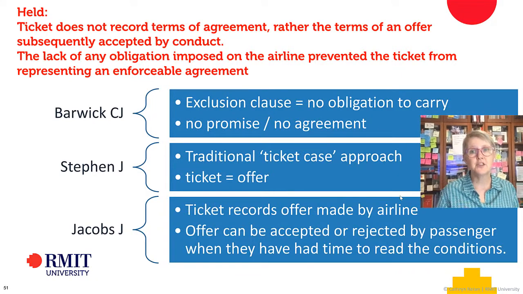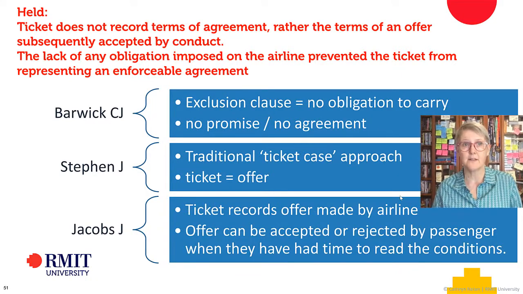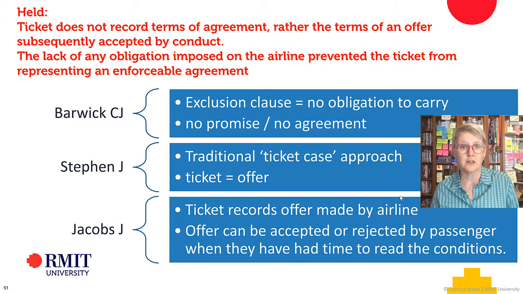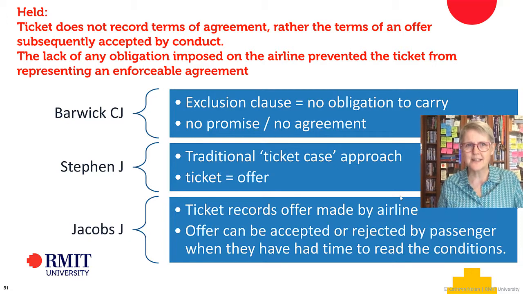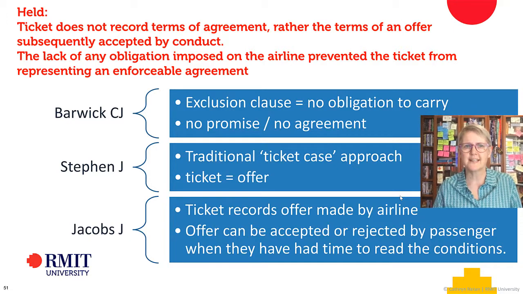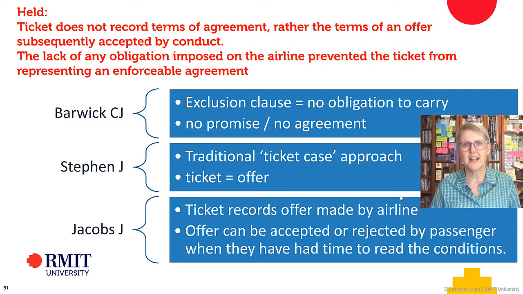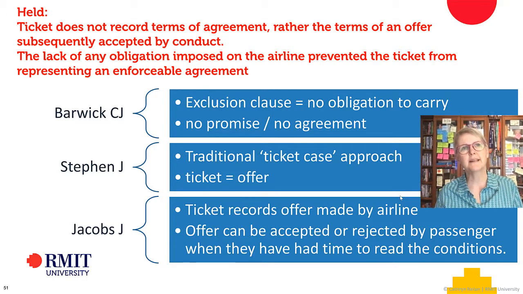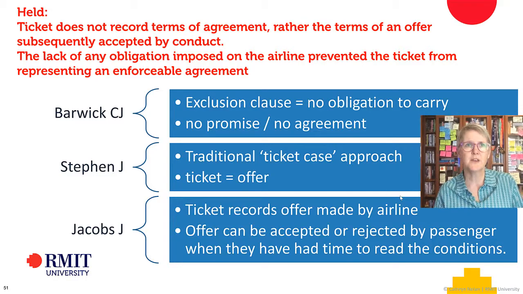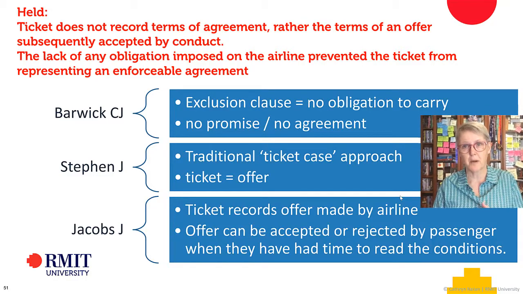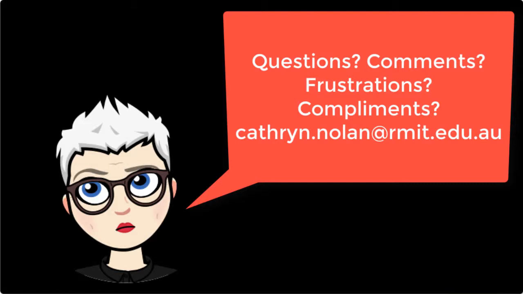So there were a number of issues that were going together in this case, and you'll see that there are three different judgments that are worth considering. We end up with a unanimous decision, but interestingly enough, the three judges get to that decision in different ways. Ultimately, this case is authority for the proposition that the ticket itself didn't record terms of the agreement, rather that the terms of the offer were subsequently accepted by conduct, in part as a consequence of the nature of the ticket itself.